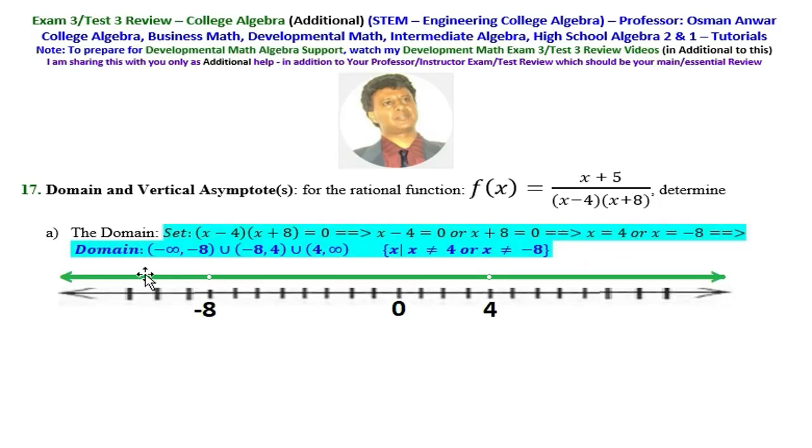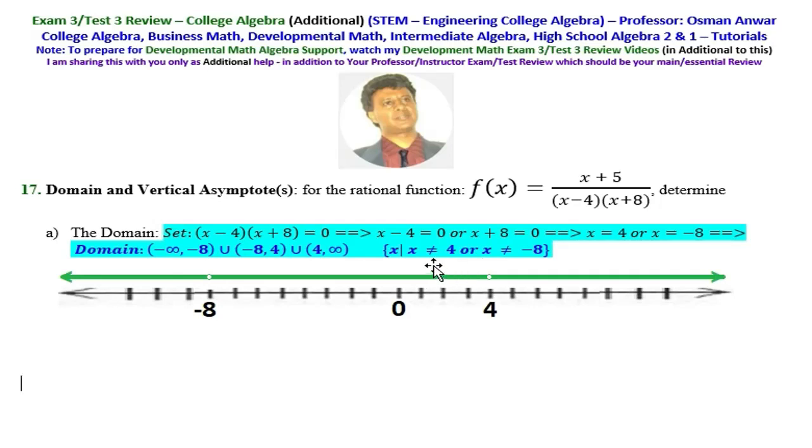Then the domain is from minus infinity to minus 8, minus 8 not included, a hole here. Union minus 8 to 4, minus 8 not included, a hole, and 4 not included, a hole. Then union 4 to infinity, 4 not included, a hole, and to infinity. That is in interval notation.